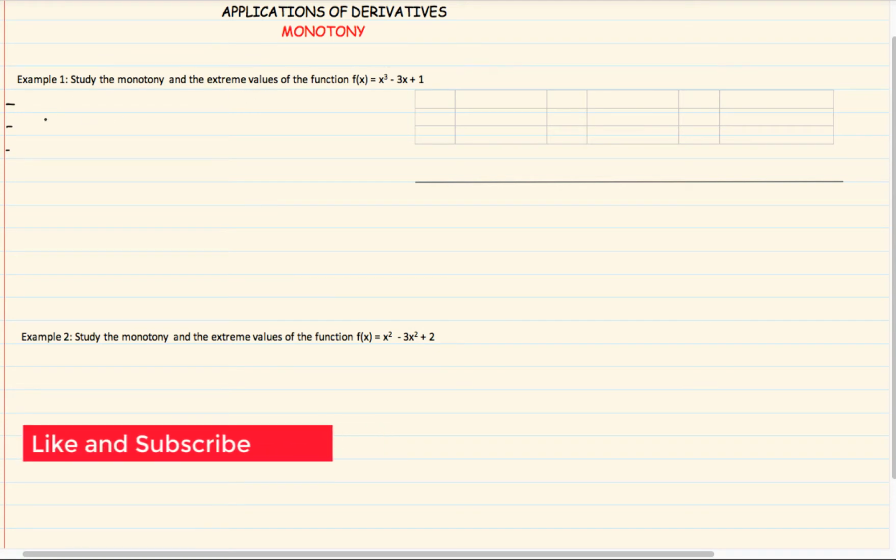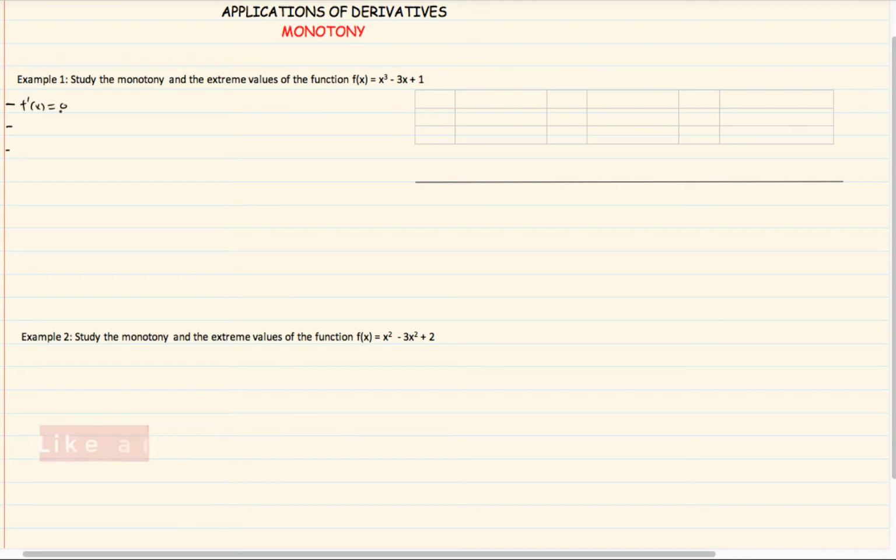As from the previous video, we saw that there are three propositions. First of all, f dash of x should be equal to 0, and this will give us critical points. Then the next one was f dash of x should be greater or equal to 0, this one if the function is increasing. And the last one, less or equal to 0, if the function is decreasing.